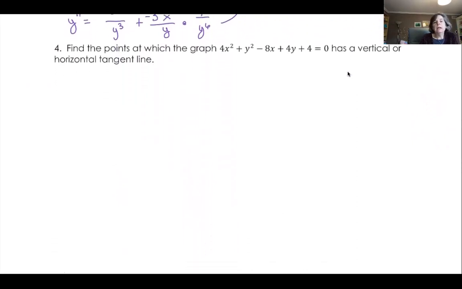All right, let's do another example of a problem, something we could do with this. We are being asked to find where this graph has a vertical or horizontal tangent line.